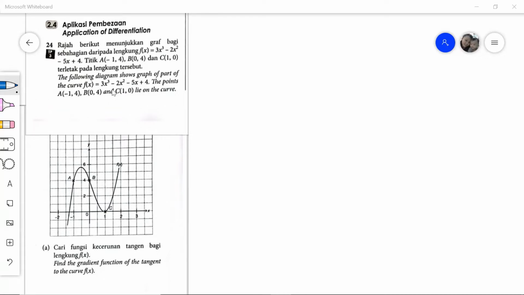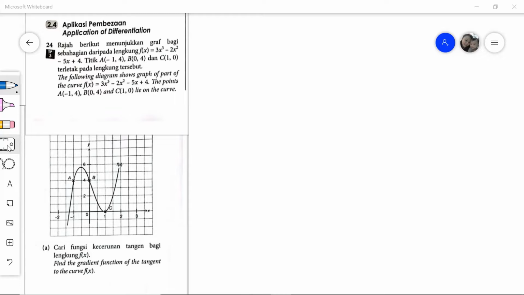The diagram shows the graph of part of the curve f(x) = 3x^3 - 2x^2 - 5x + 4. The points A, B, C lie on the curve, and we need to find the gradient function of the tangent to the curve. A tangent is the straight line that passes through the curve at only one point. Let's find the gradient function first, because different points will have different gradients.